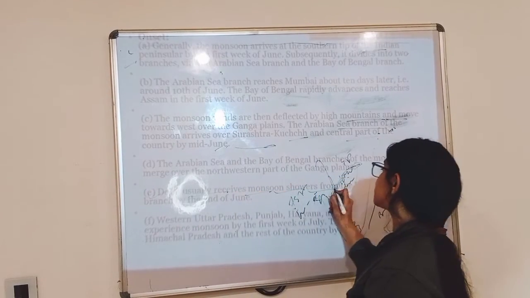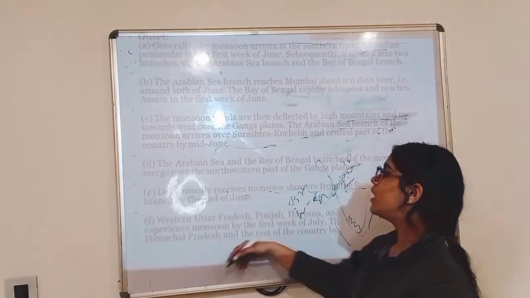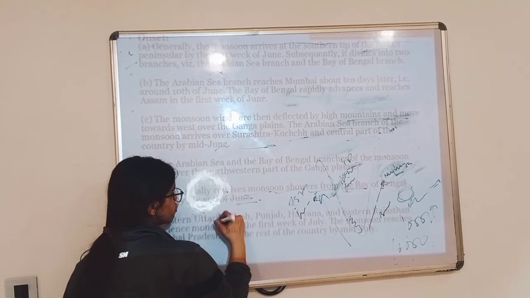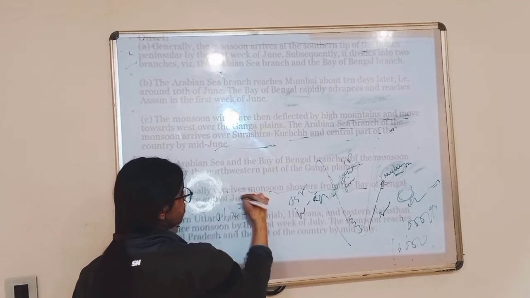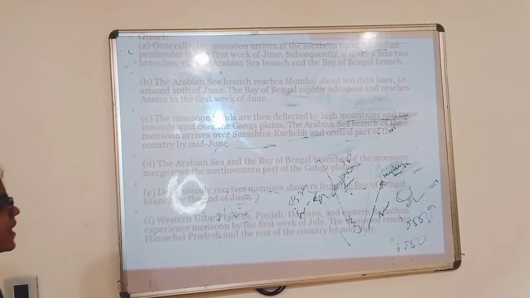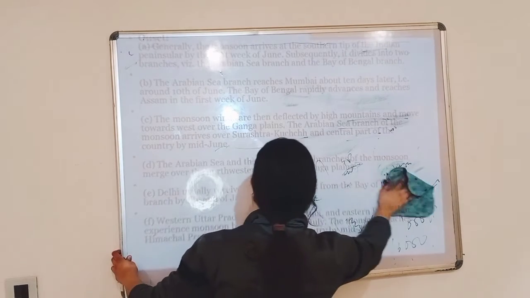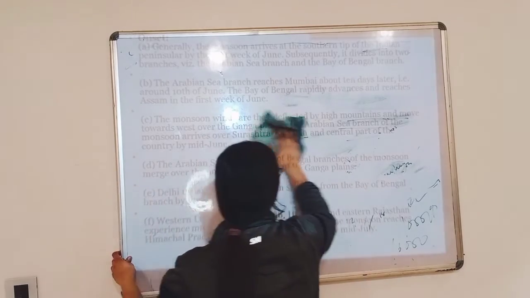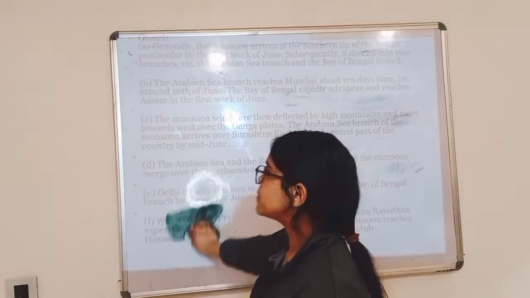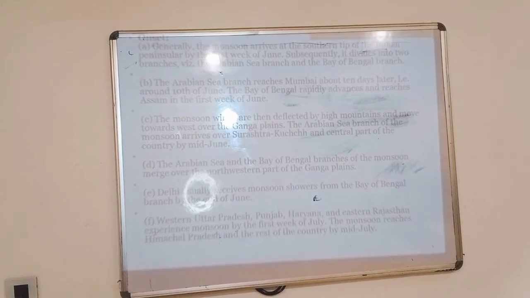दिल्ली usually receives monsoon showers from Bay of Bengal by the end of June, ठीक है. दिल्ली में जो बारिश होती है by end of June वो होती है because of Bay of Bengal branch. वेस्टर्न उत्तर प्रदेश, पंजाब, हरियाणा, ईस्टर्न राजस्थान में first week of July तक हो जाती है बारिश. ये सब कुछ मैं आपको बता रही हूँ, इसको advancing monsoon कहते हैं.